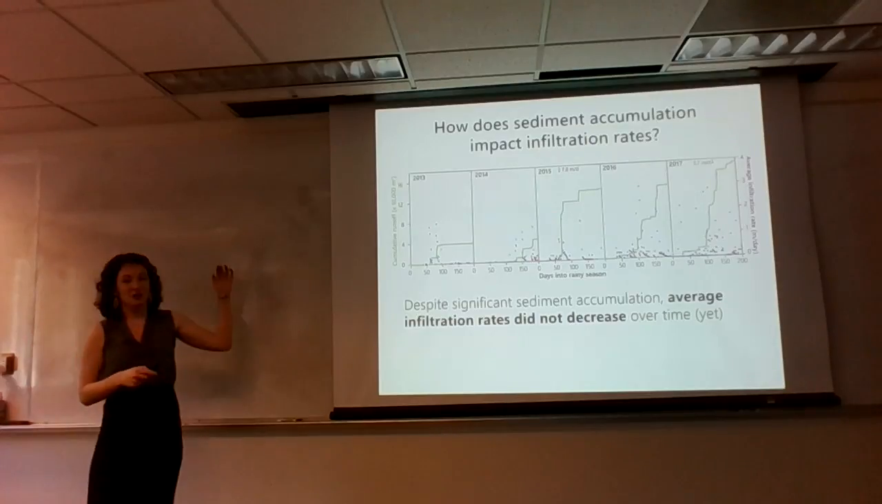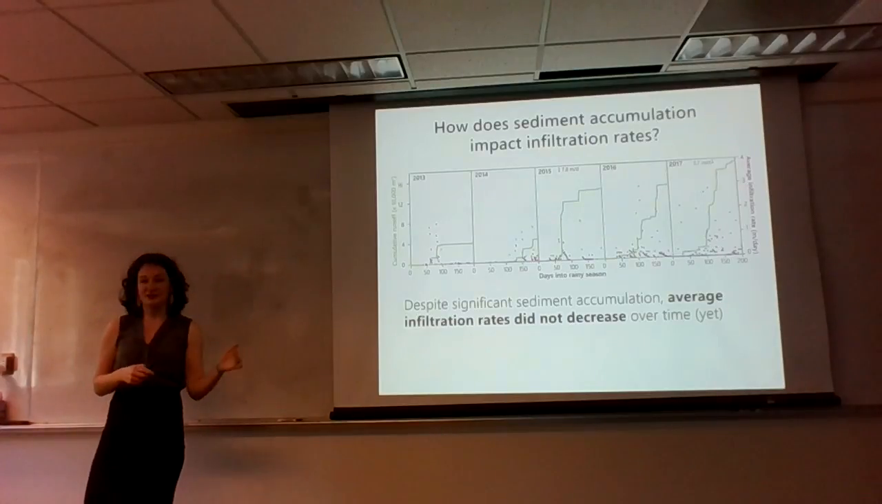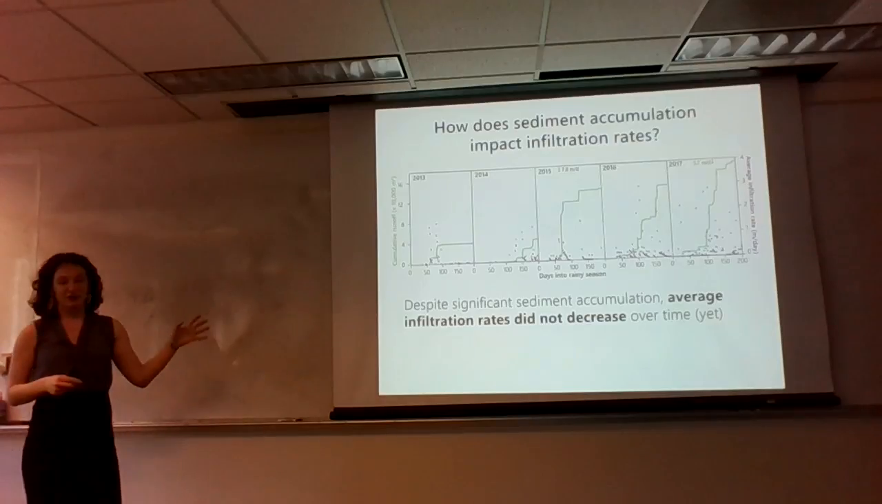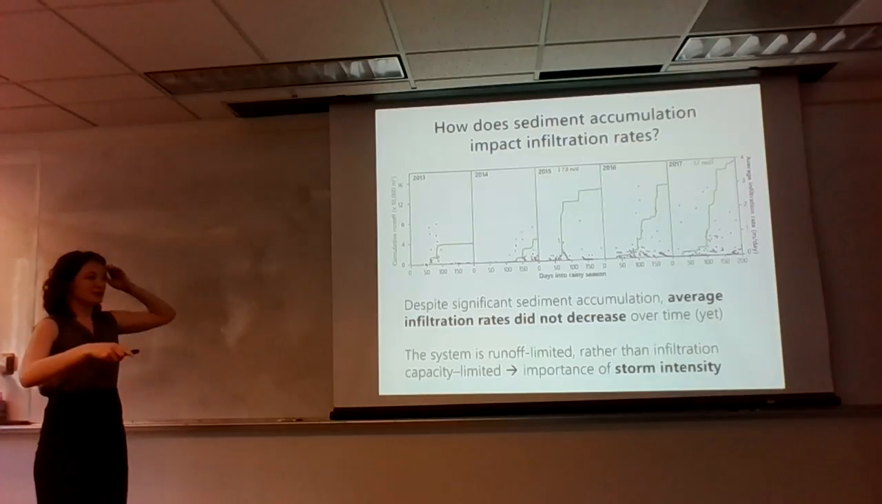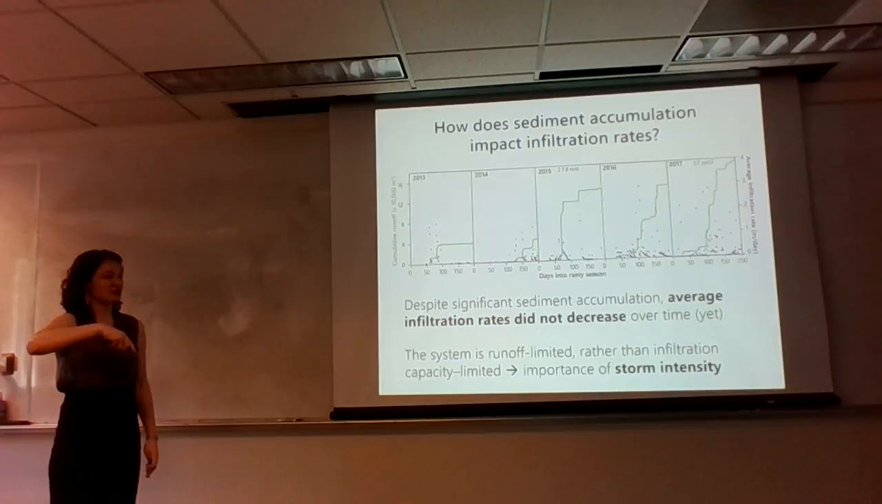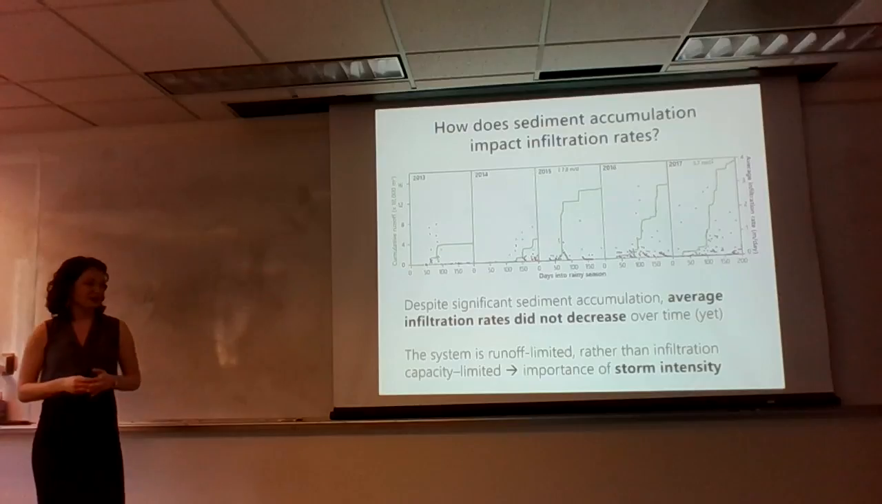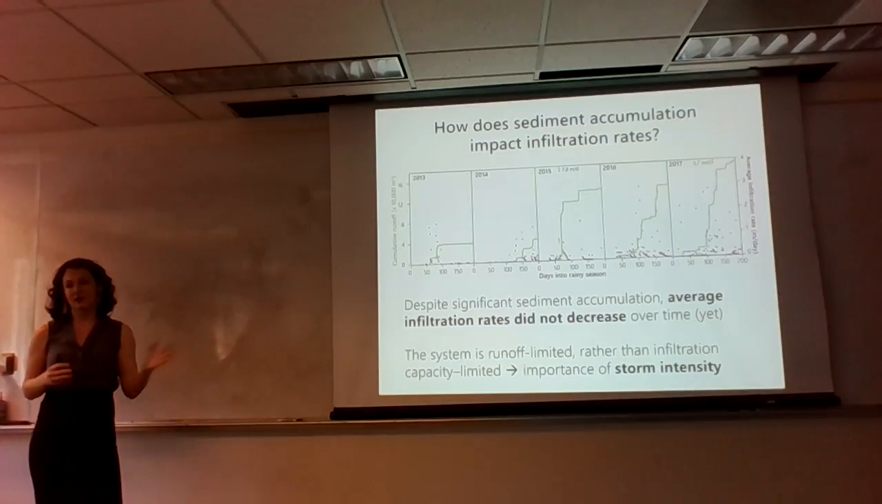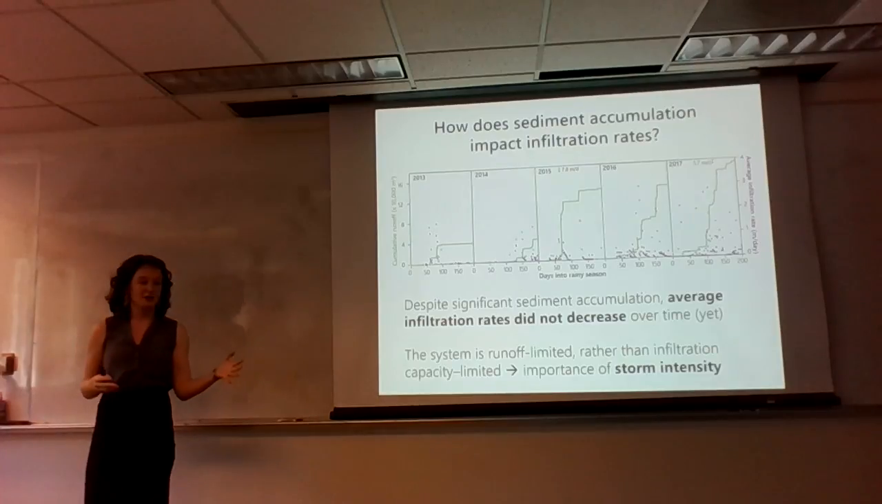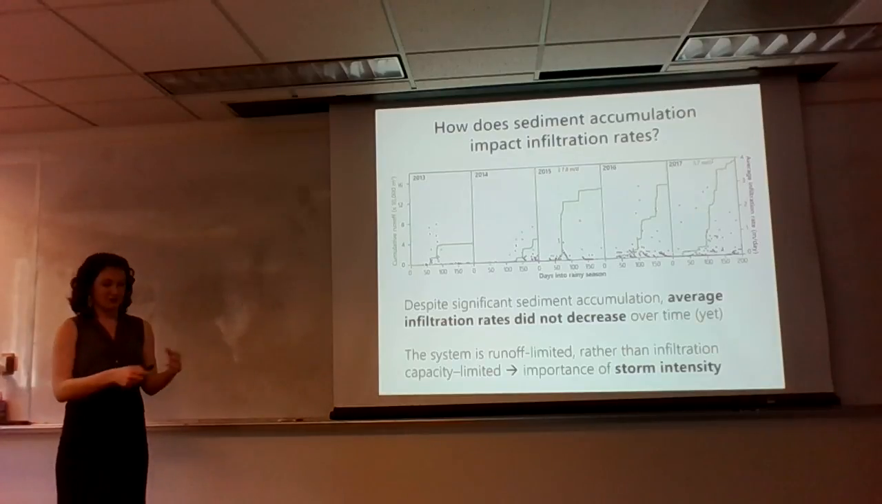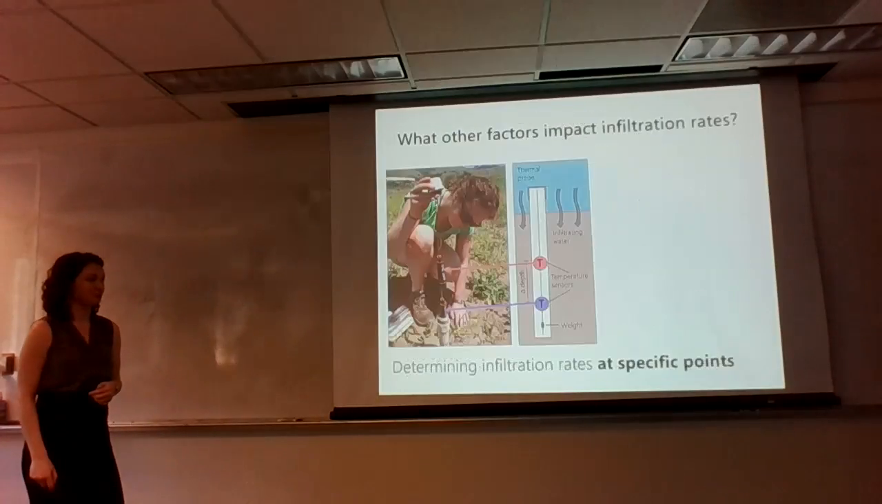So there really doesn't seem to be a long-term decline in infiltration rates at this field site, despite that accumulation of sediment, or at least not yet. Rather, we see that the fastest infiltration rates tend to occur during these largest storms. And so that suggests that at least the way this field site is currently operating, the intensity of rainstorms is having a bigger impact on how quickly water infiltrates than the texture of the soil, at least for now.